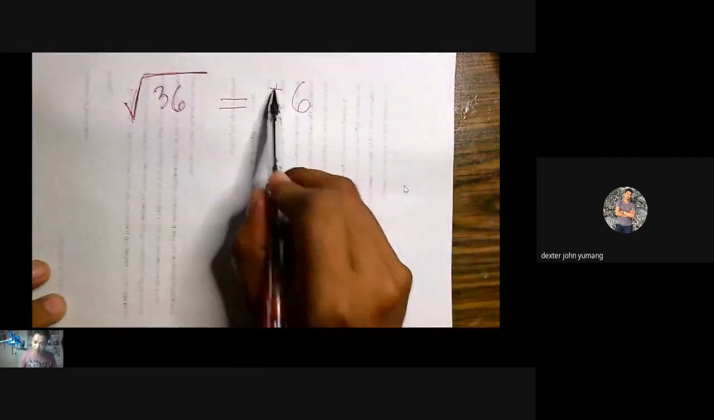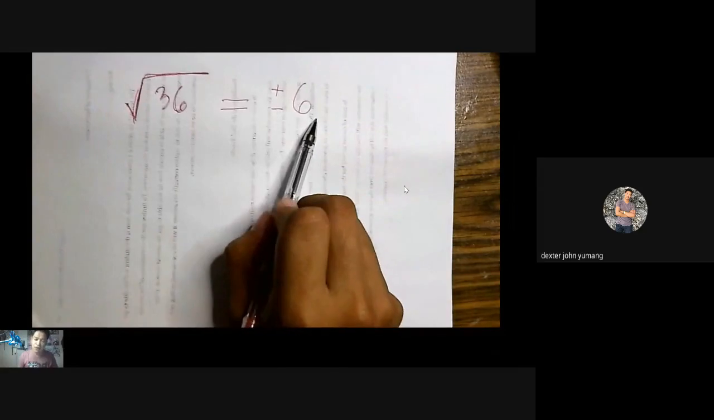Nakuha? Lagyan ng plus minus. Bakit plus minus? Pag sinabi mo kasing square root, dalawa po ang sagot. Ang positive side, ang negative side. Kaya plus minus 6. Sa module po ninyo, hindi po nakalagay plus minus 6. Ang nakalagay lang dun 6 lang. So, mali po yun siya. So, may mga mali po talaga tayo sa module na hindi natin na double check. So, ito po yung tamang sagot.